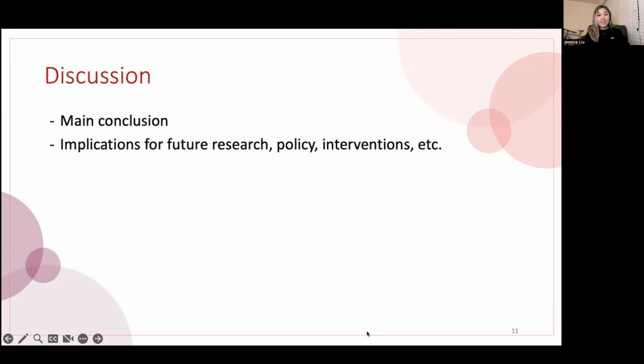And then finally, the discussion section. So this is the main conclusion you want to draw and for readers to really take away, and include some kind of implication for future research, policy, interventions, etc. It should not just be a summary of your key findings and your key results. It should have some sort of implications for what's next.